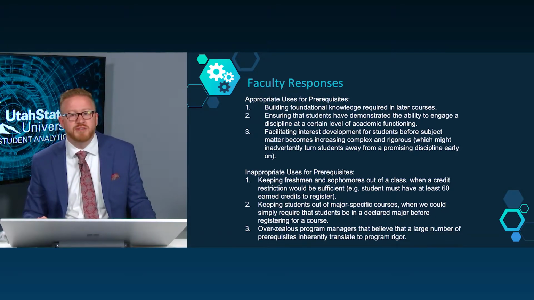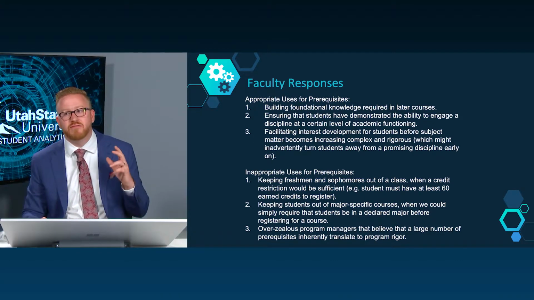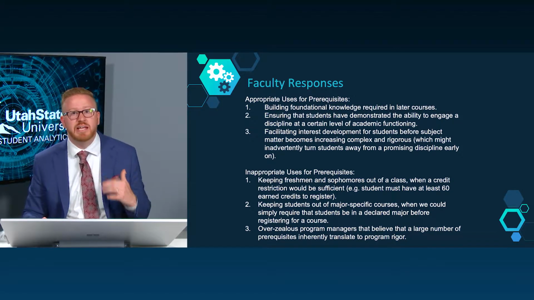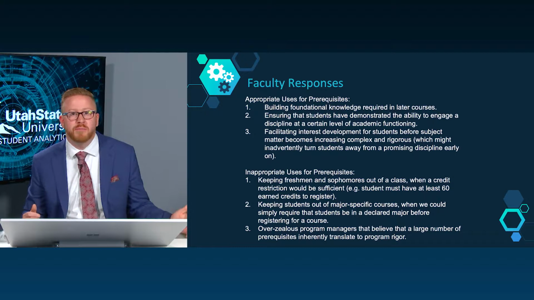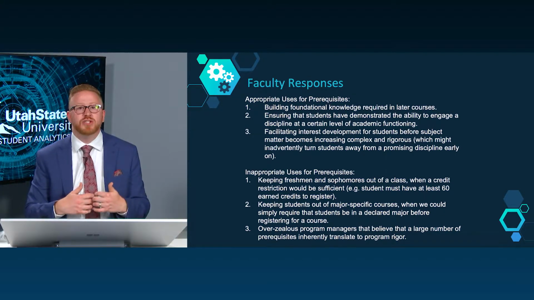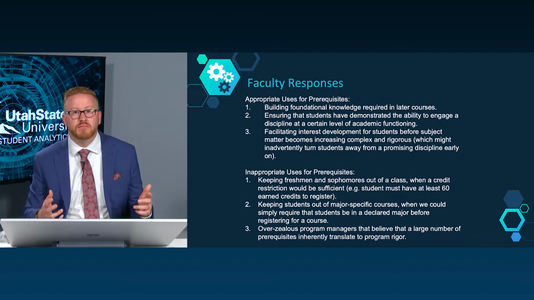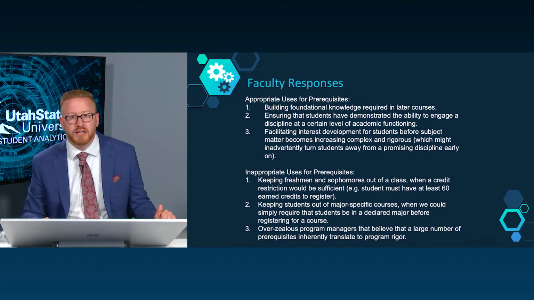The third thing is overzealous program managers that believe a large number of prerequisites inherently translate to program rigor. This was a really funny one because the faculty caught on to this and then had a long discussion about this idea that there is this inherent itch that people want to scratch, in believing that rigor must translate to an incredible number of prerequisites, and that we can show how rigorous our programs are by how many prerequisites there are in the major.